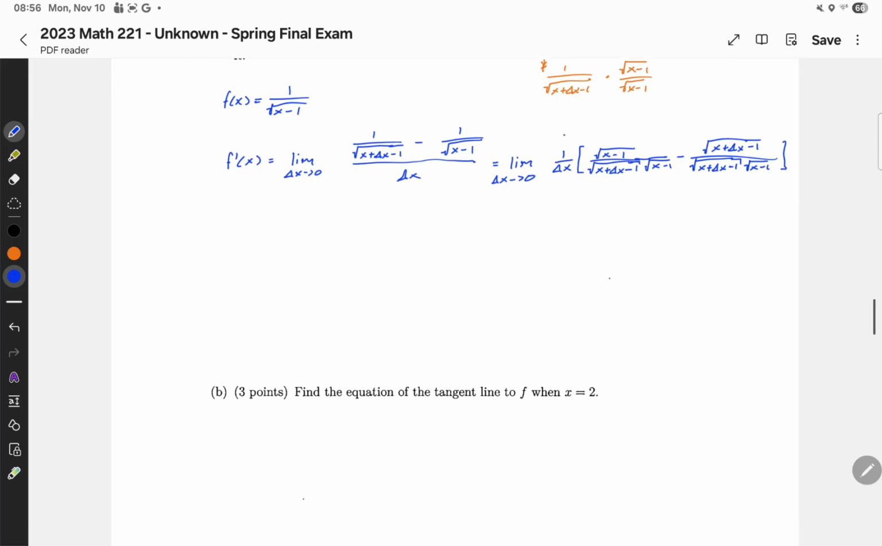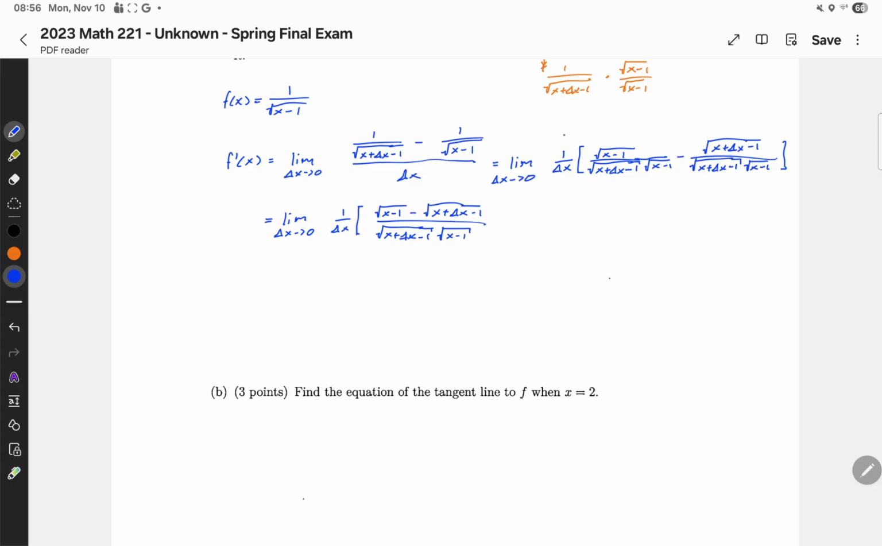All right, so now what I can do is I can combine these. So this is equal to the limit as delta x approaches 0 of 1 over delta x times, this is going to be square root of x minus 1 minus the square root of x plus delta x minus 1, all over square root of x plus delta x minus 1 times the square root of x minus 1, just like that.